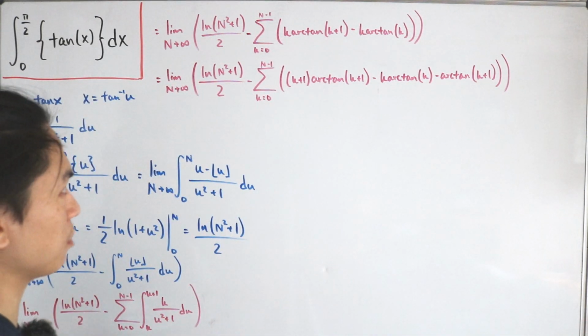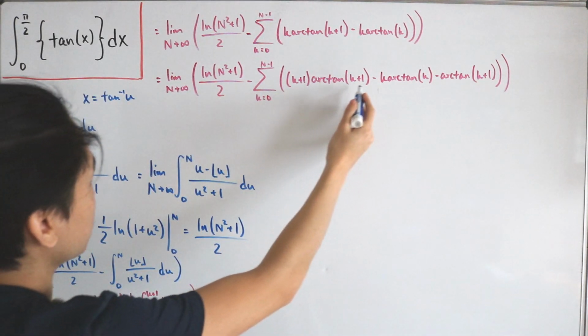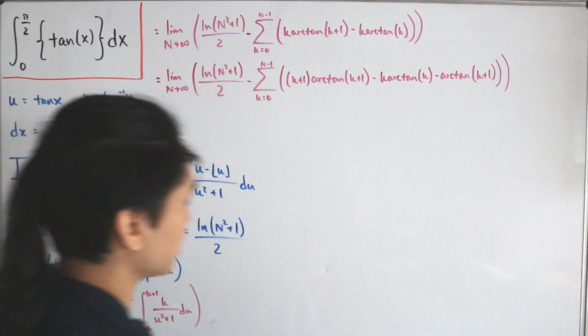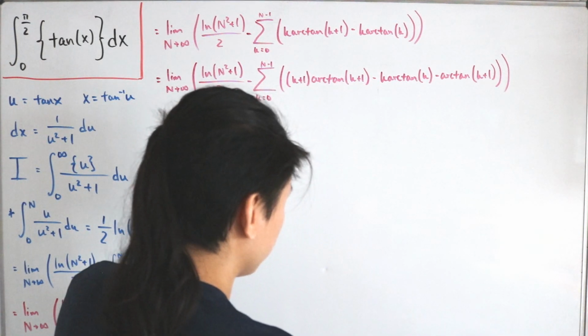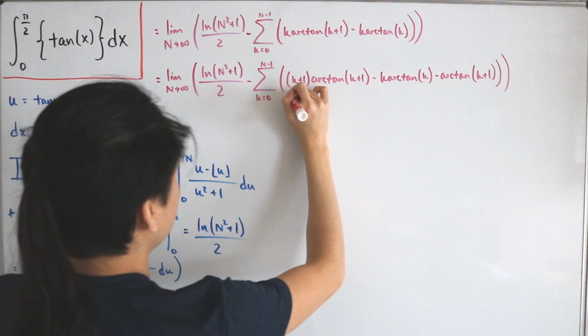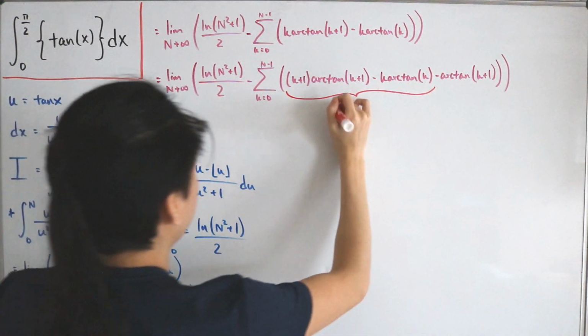And you'll be asking yourself the same question. What is the purpose of this? You'll notice that specifically the k plus 1 times arctangent of k plus 1, and then subtract k times arctangent of k, that's actually a telescoping series. And so what we're left with is just the first and the last term of the entire expansion.